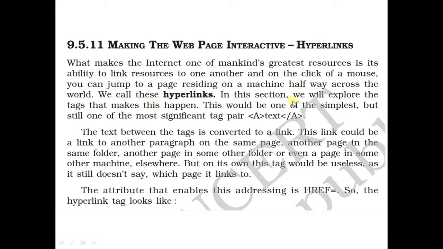In this section we will explore the tags which make this happen. Today in HTML you will learn about the tag which helps us to create hyperlinks. This would be one of the simplest but still one of the most significant tag pairs, that is the anchor tag A. In short we write it as the A tag, then we write the text of the link, and then we close the A tag, that is the anchor tag. The text between the tags is converted to a link.